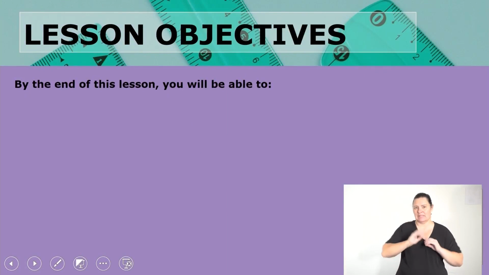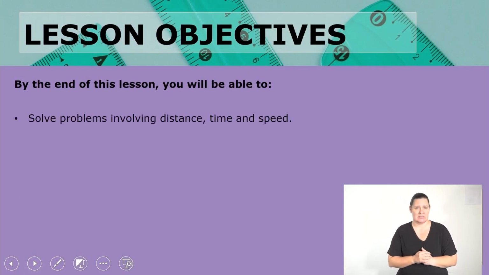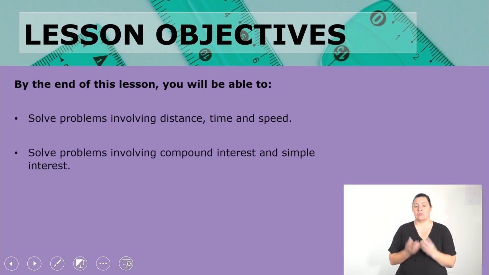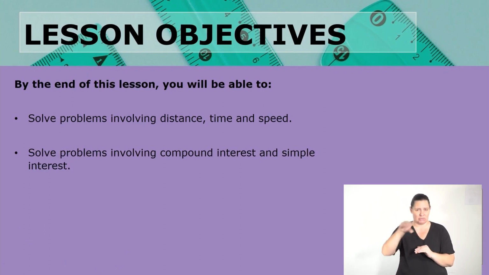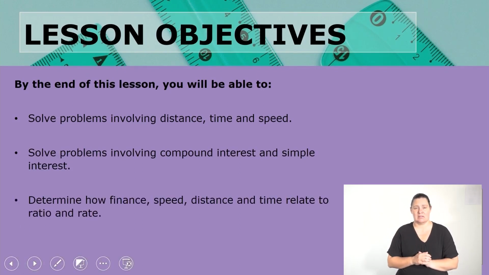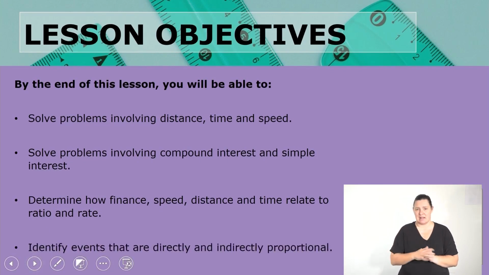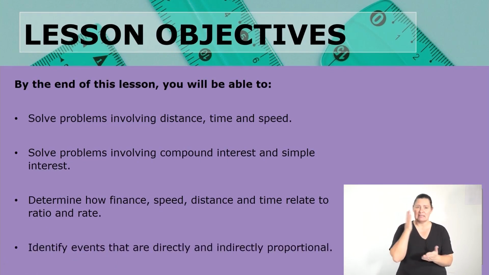So, let's look at the lesson objectives. By the end of this lesson, you will be able to solve problems involving distance, time, and speed. Solve problems involving compound interest and simple interest. Determine how finance, speed, distance, and time relate to ratio and rate. And finally, identify events that are directly and indirectly proportional.